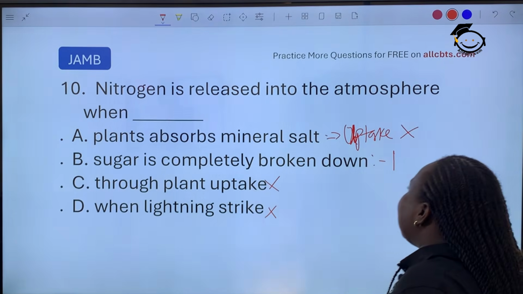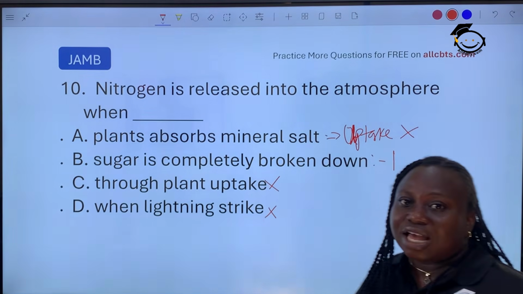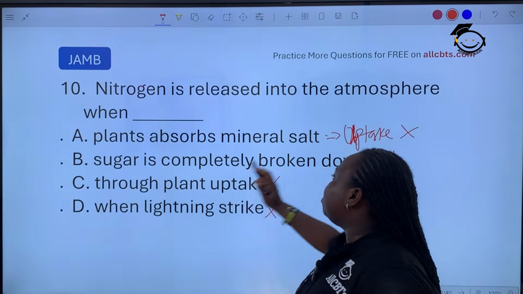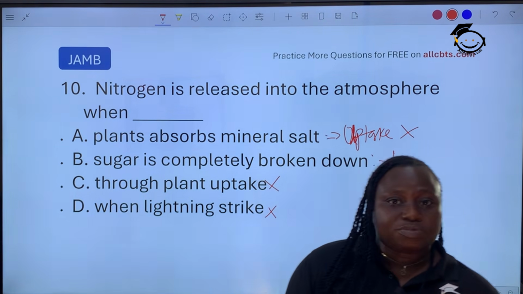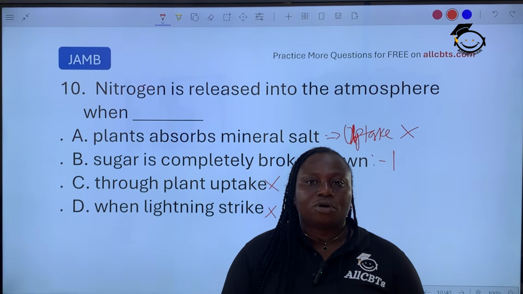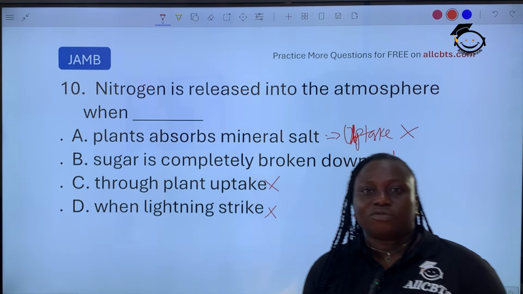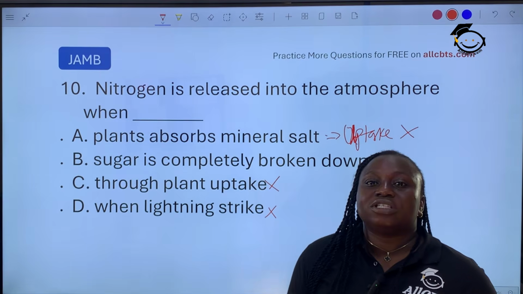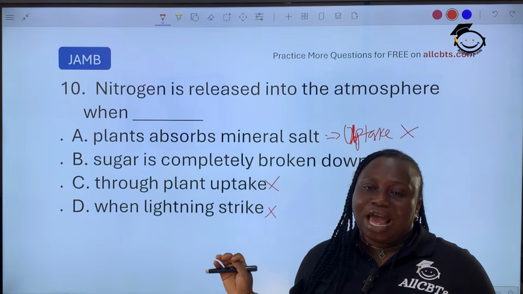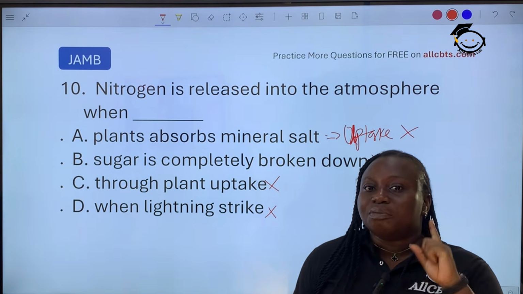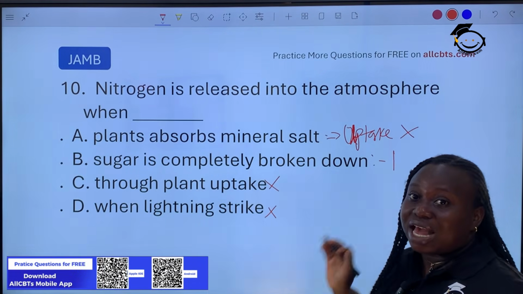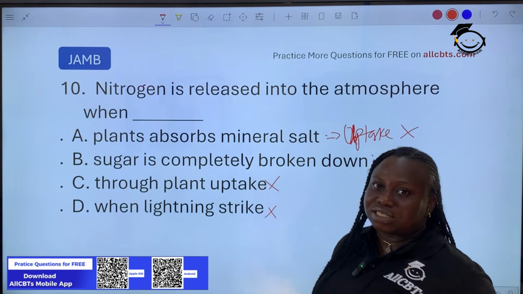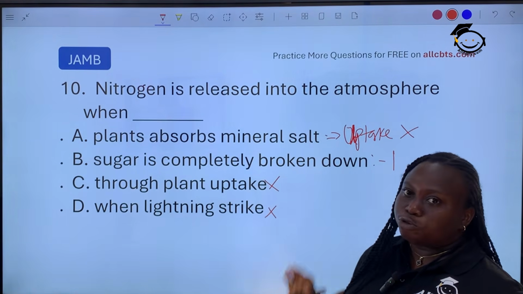So our answer here, although we don't have a perfect answer, can be sugar is completely broken down. Why? Because when organisms break down food, they release nitrogen, and especially these denitrifying bacteria. So our best answer here is option B.